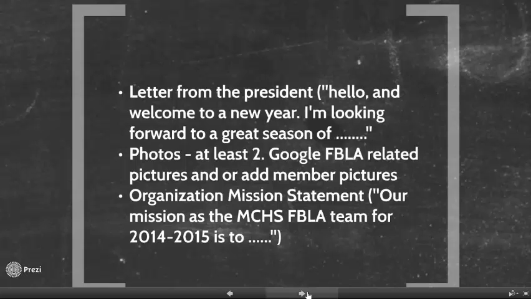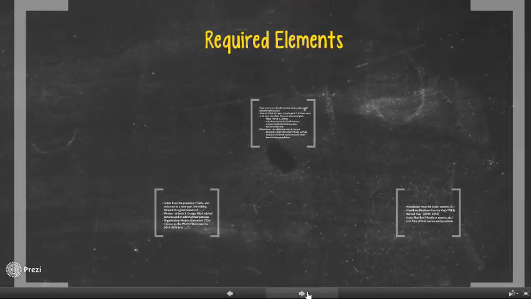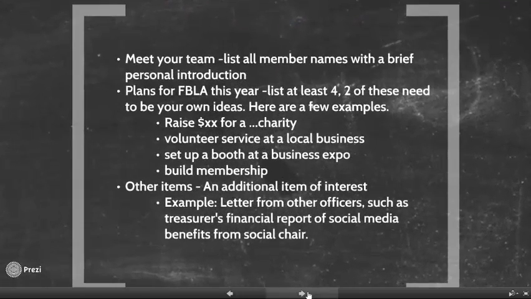It must also have the organization's mission statement. This you will do some research on and develop yourself. But for an example, our mission as the MCHS FBLA team for 2014-15 is to whatever we're going to do this year. So you will also need to have an area where we meet your team, and this is where we list all member names with a brief personal introduction, just a 1 or 2 line introduction, nothing heavy.